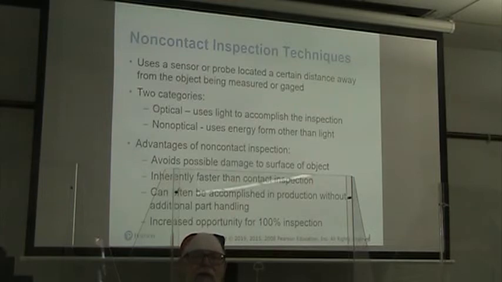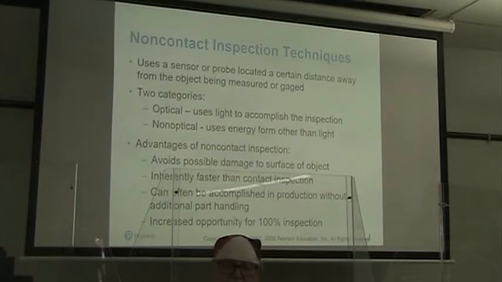When we're talking about non-contact inspection techniques, we're using a sensor or a probe that is located at a certain distance away from the object that is being measured or gauged. We have two categories within that. Optical, where we use light to accomplish the inspection, and non-optical, where we use energy in another form other than light.